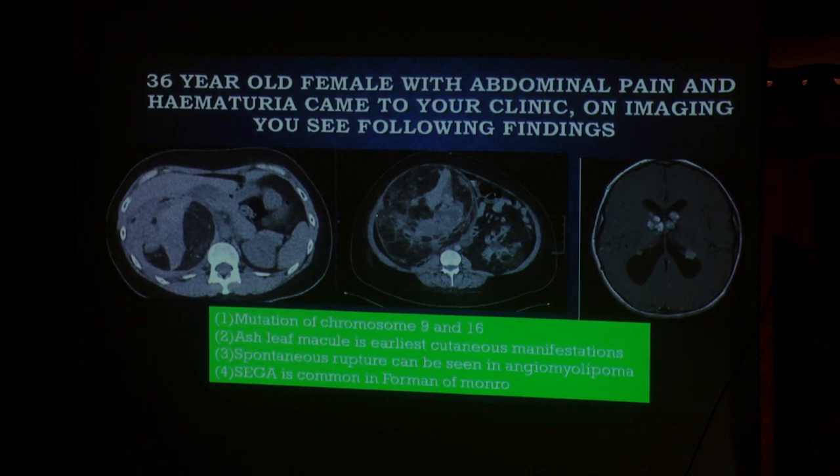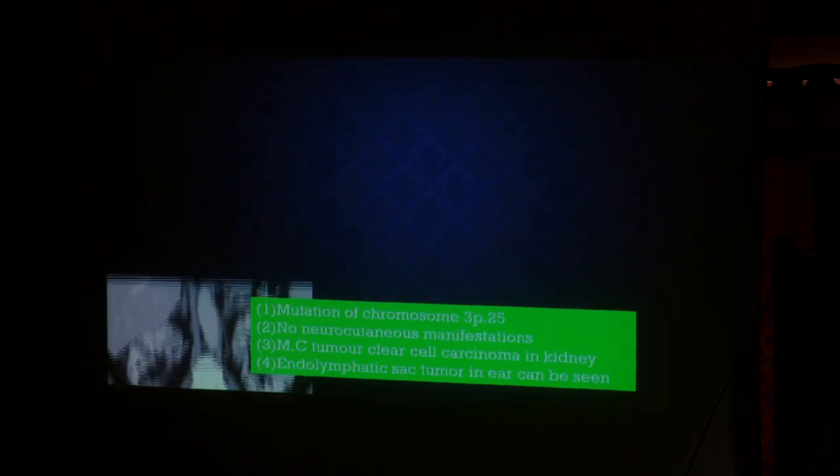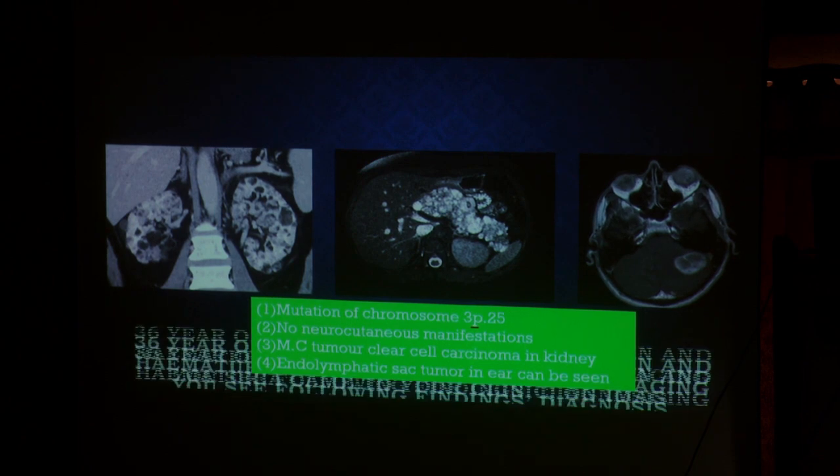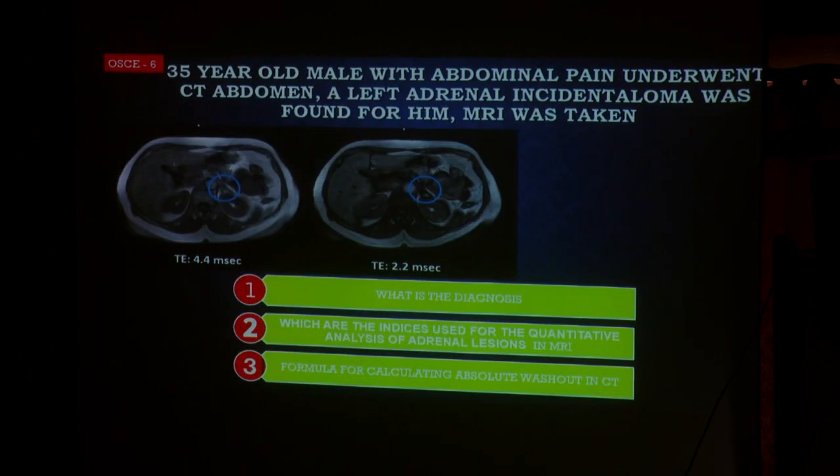And SEGA is common at the foramen of Monro. What is this syndrome? Yeah, excellent. This is von Hippel-Lindau. In VHL, there won't be any neurocutaneous markers. It is because of the mutation of chromosome 3p. And the most common type of renal cell carcinoma in VHL is the clear cell type. And sometimes there will be endolymphatic sac tumors also.